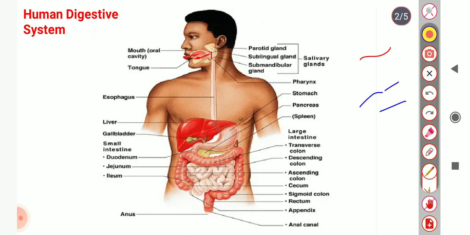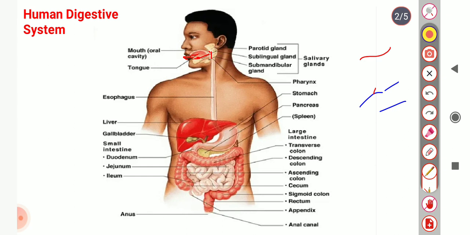Next, come to the function of the tongue. The tongue acts as a sensory digestive organ, it helps in the chewing of food, it aids in swallowing the food, and it acts as a brush to clean the teeth. These are the functions of the tongue.